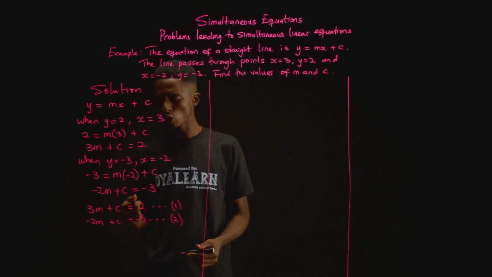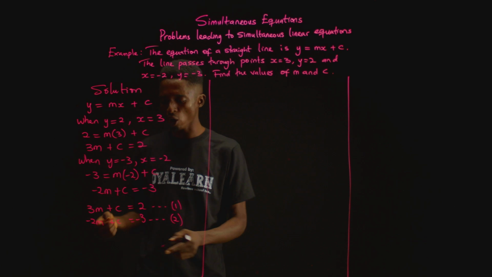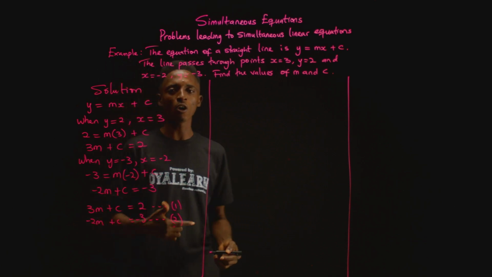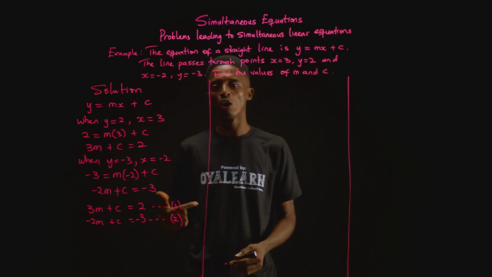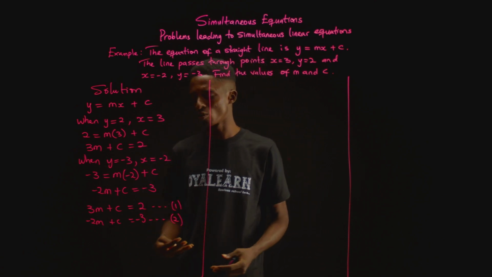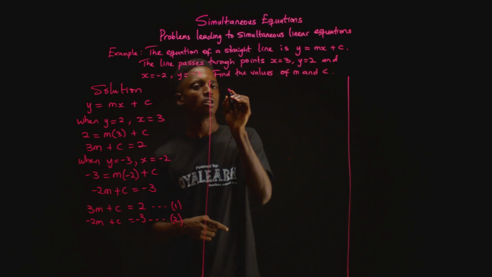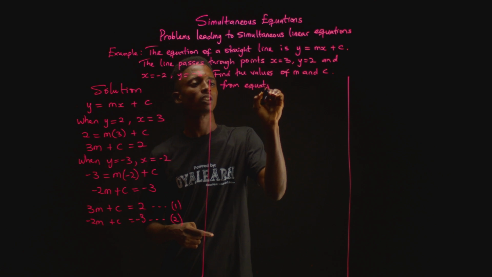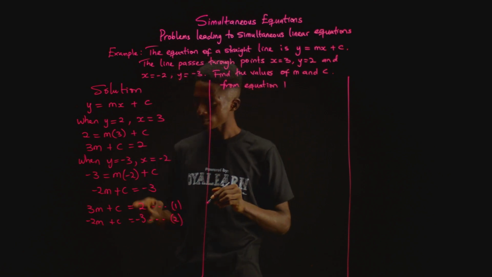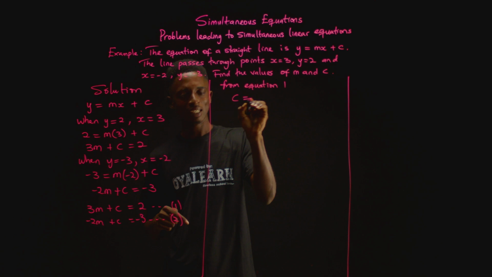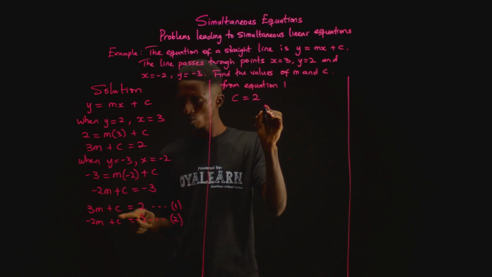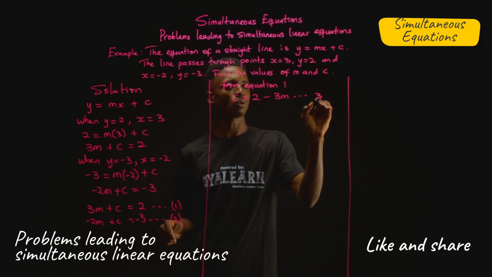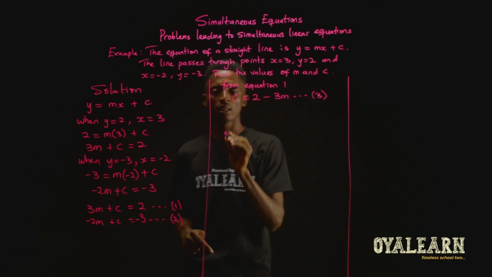So I'm going to use the substitution method in this case because I can see that the coefficient of c here is 1. And like I've said before, when one of the coefficients of the unknown is 1, it is easier to use the substitution method. So from equation 1, I write it to say c equals 2 minus 3m. And I name this equation 3.